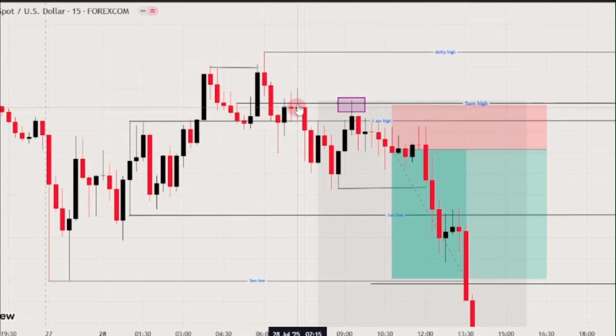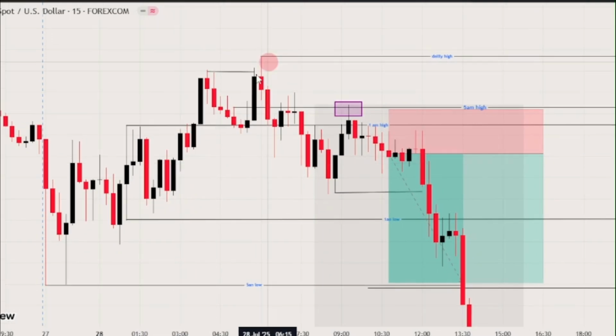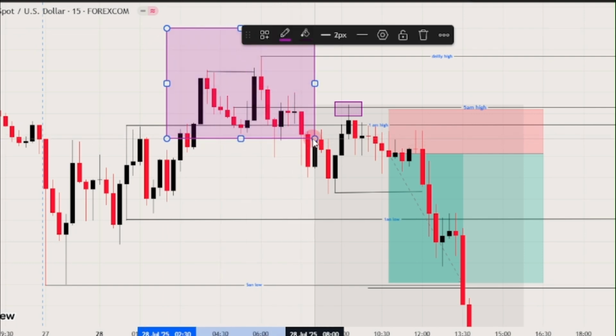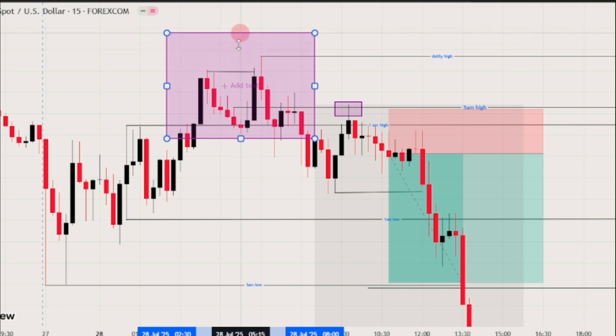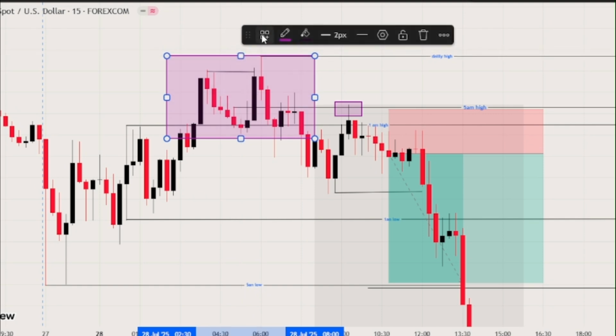So we had this 5 a.m. high here. This was the 1 a.m. high, right? During the Asian time, that is where we saw price consolidating around this place. Let me take this one out from there. So we had this consolidation at the top here.